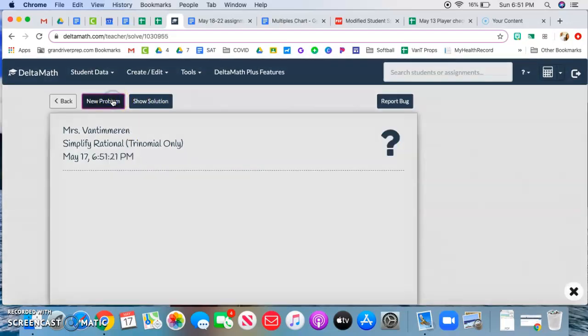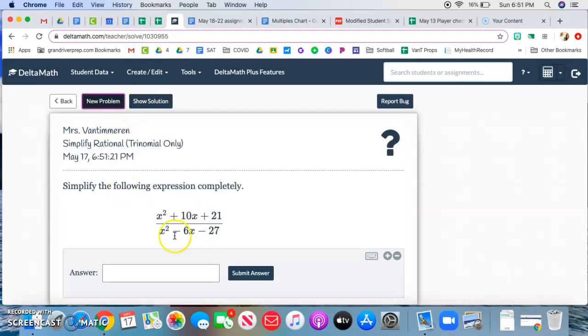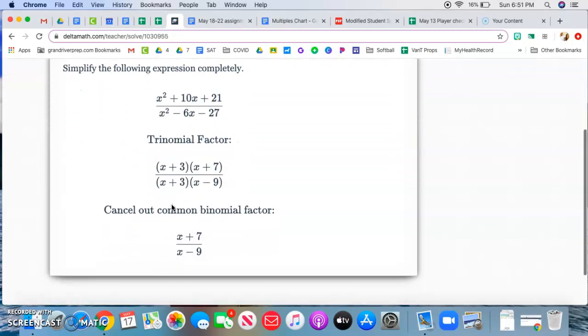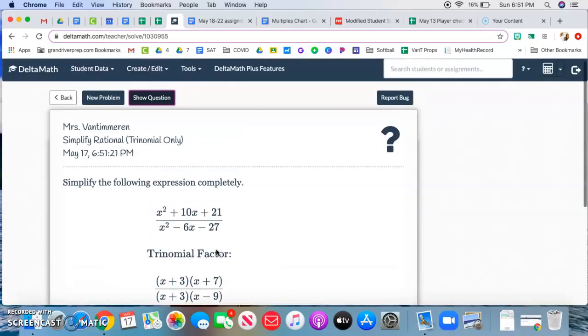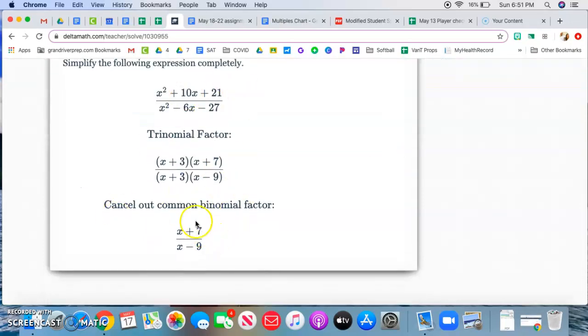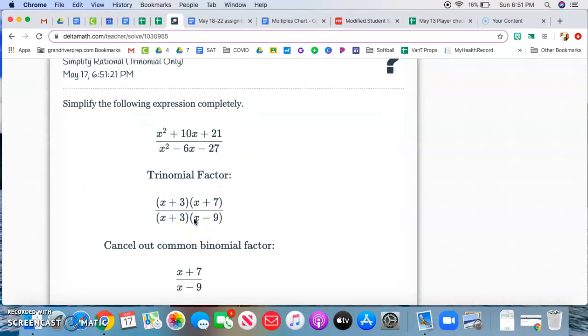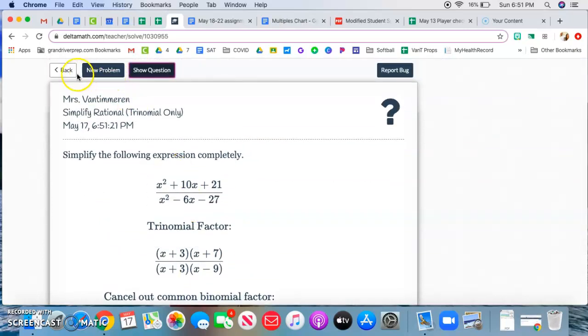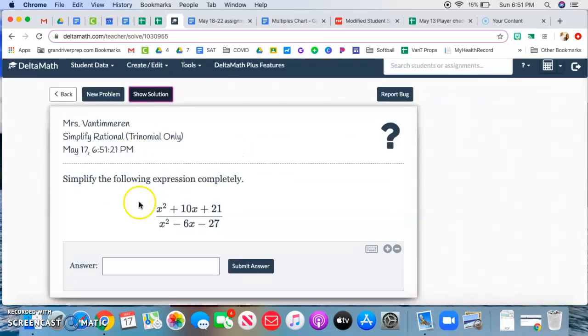So let's go ahead and find a new problem and we'll do this one more time. So again, we've got quadratics. We're going to go ahead and factor them and then look at what's the same on top and bottom that I can cancel. Well, these x plus 3s can cancel out. So we're left with x plus 7 over x minus 9. So I'm going to go ahead and put that in as my answer. Again, you guys would do the solving, but I just want to show you how to type your answer in. So x plus 7 and x minus 9.